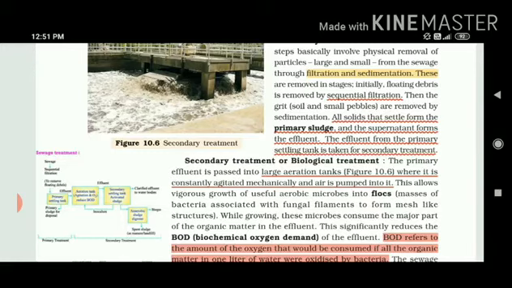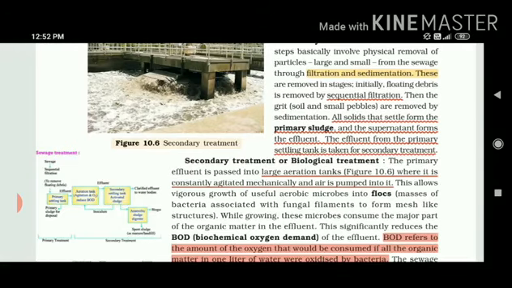Sequential filtration means it is removed with a sequence, step by step. After that, soil and small pebbles. Pebbles means small stones. They are removed by sedimentation. All the solids that settle down form the primary sludge. Everything which has settled at the bottom is called primary sludge. And the supernatant means the liquid that forms the effluent. Now that effluent which is produced from the primary settling tank is sent for secondary treatment.